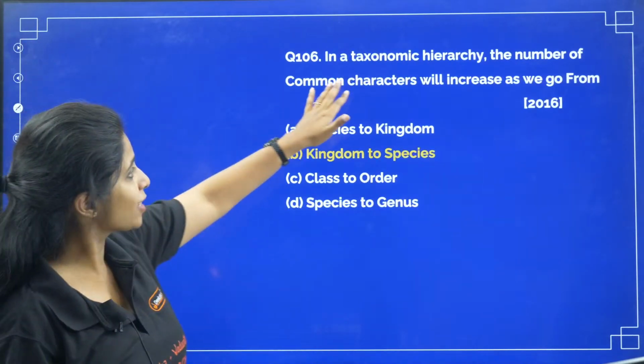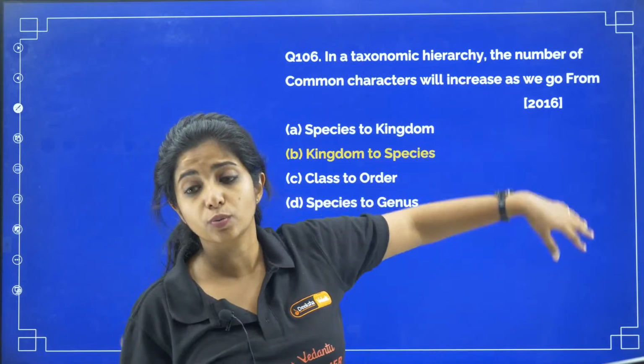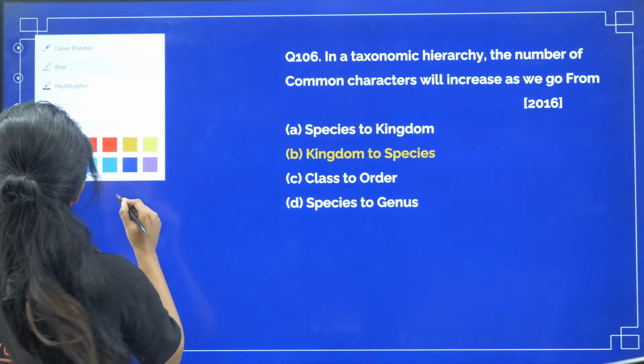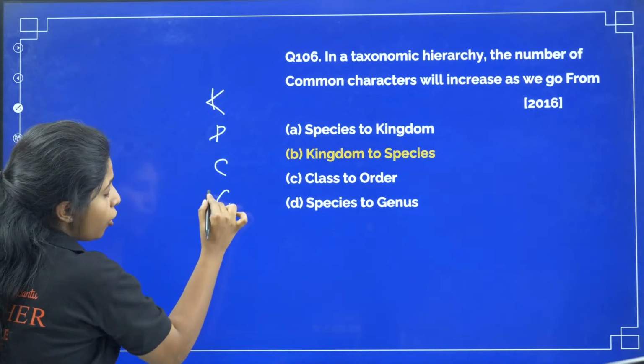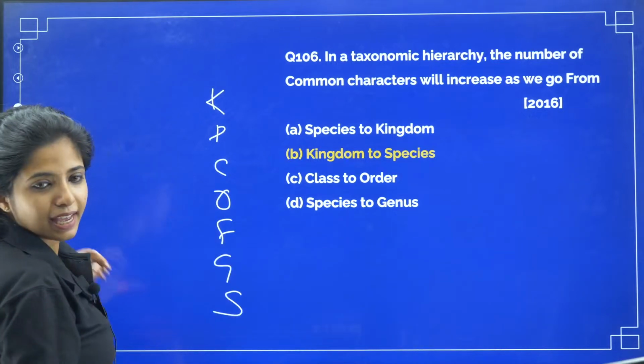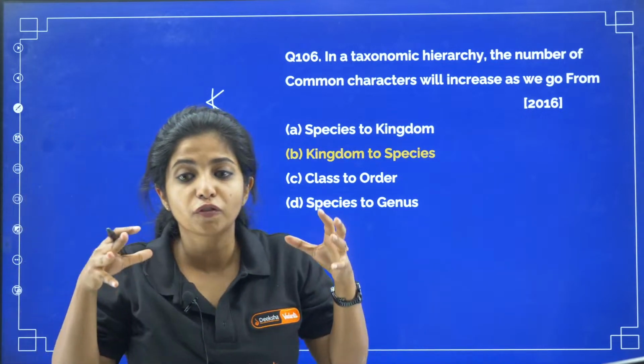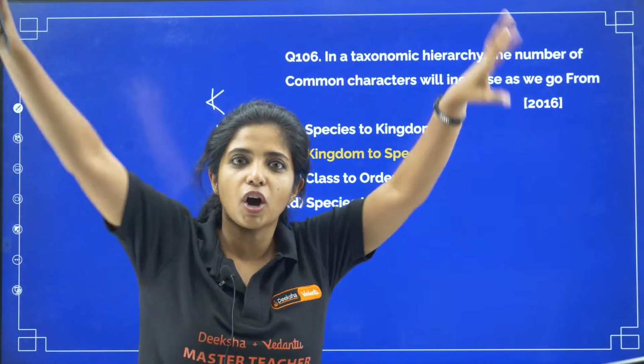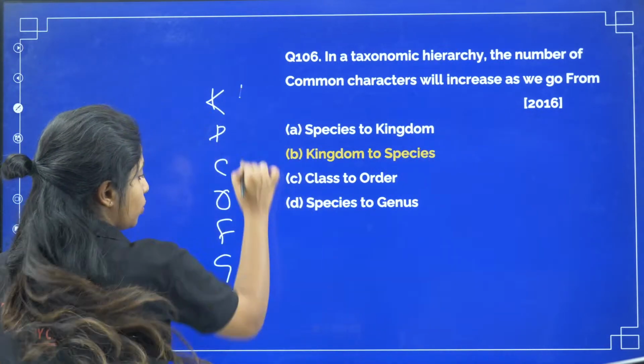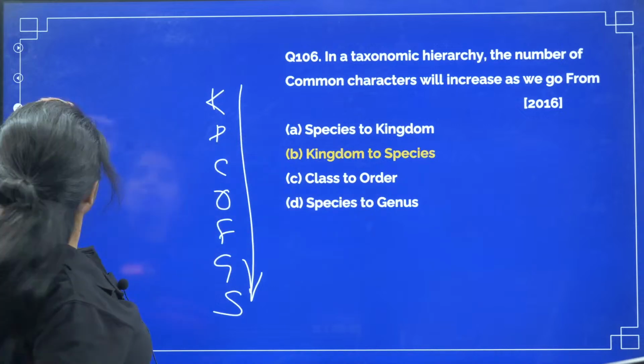Next thing, in taxonomic hierarchy, the number of common characters will increase when we go from, always remember, King Peter came over for a great soup. So basically when we go down, the common characters are going to increase. In species of humans, my dear children, we are all similar. We all have hands, we all have legs, right? So this is where it goes on increasing. So kingdom to species. Cool.